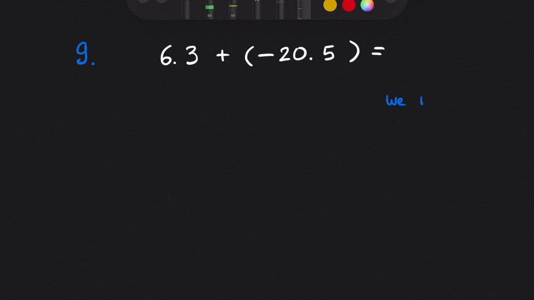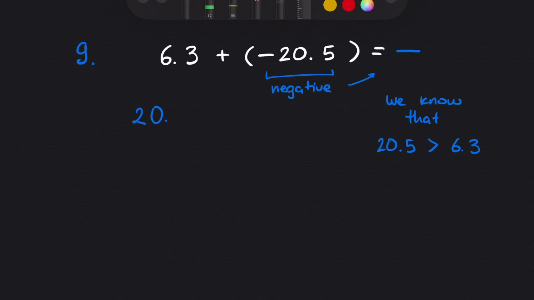Example number 9. We're given 6.3 plus negative 20.5. And we know that 20.5 is more than 6.3, but it's a negative number. So at this point, we know that we're gonna have a negative number. So let's put it there so we don't forget. Now we can put 20.5 here and minus 6.3 here. So it's easier to do this operation.